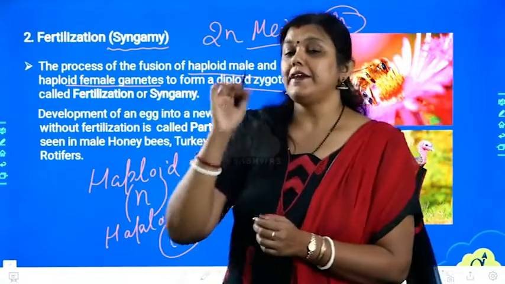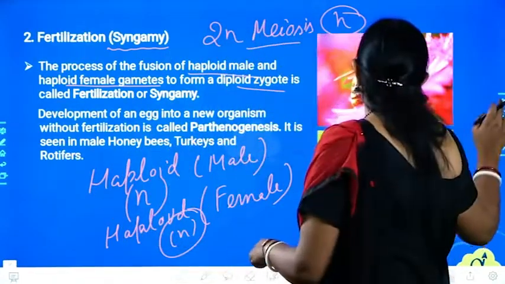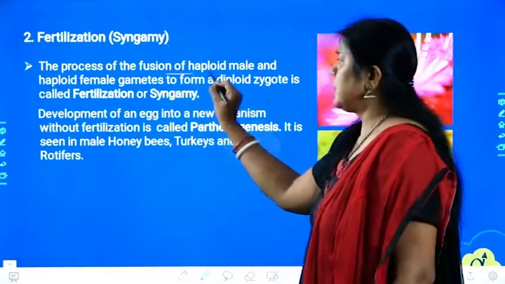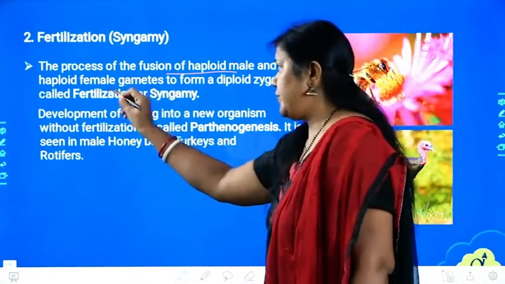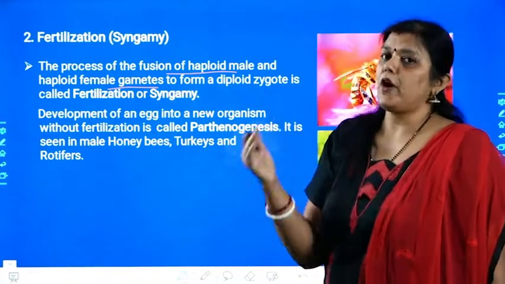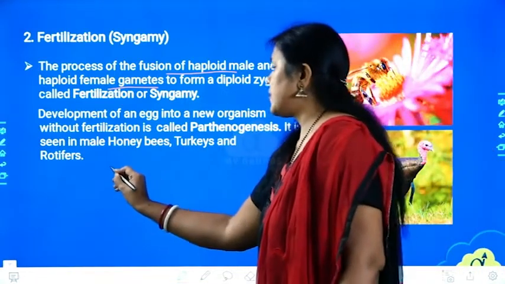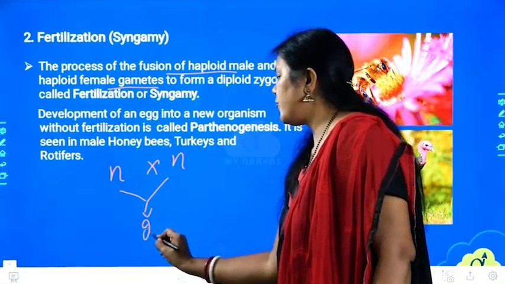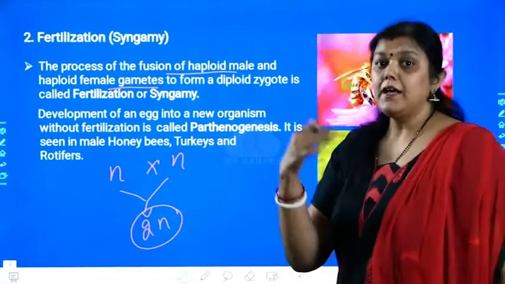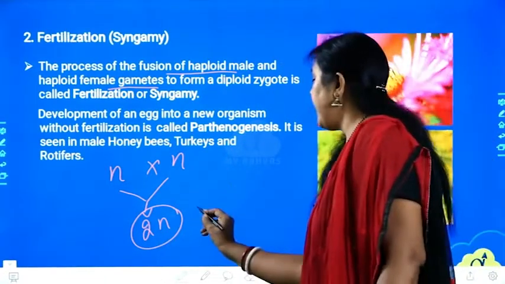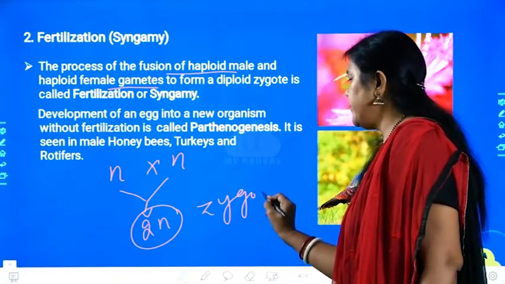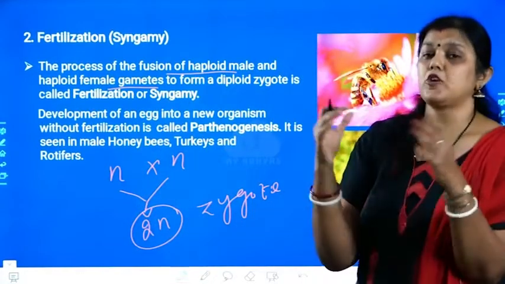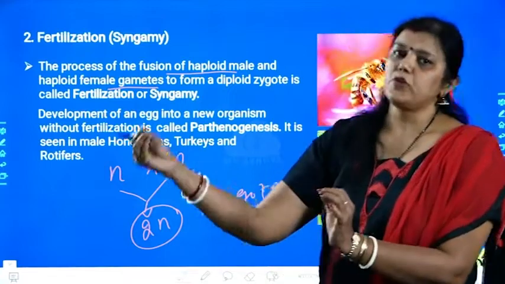Got it, right? So now let us recall the definition one more time, and I hope this time you will be able to understand it very clearly. The process of fusion of a haploid male and a haploid female gamete to form a diploid zygote. There is a fusion of a haploid male gamete with a haploid female gamete, and they form a 2n chromosomal cell, a new organism, that we call a zygote. Now this zygote will further grow by mitosis, and there will be cell differentiation, and that zygote will form a new organism.